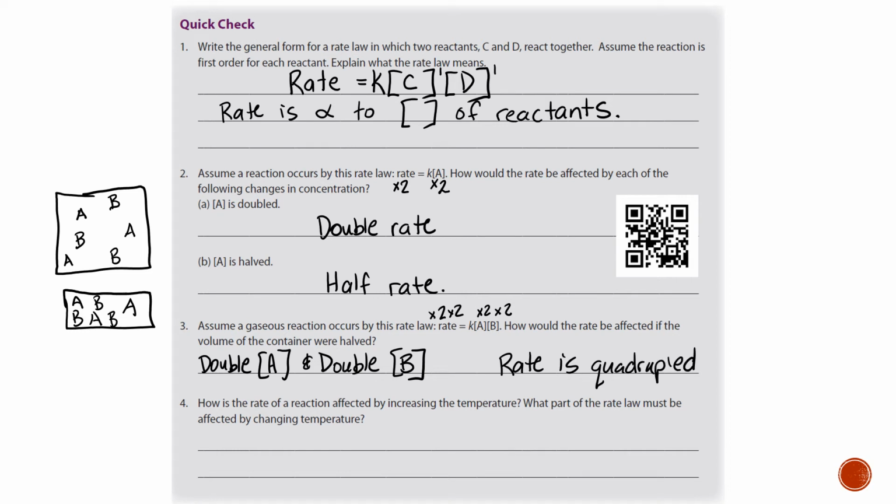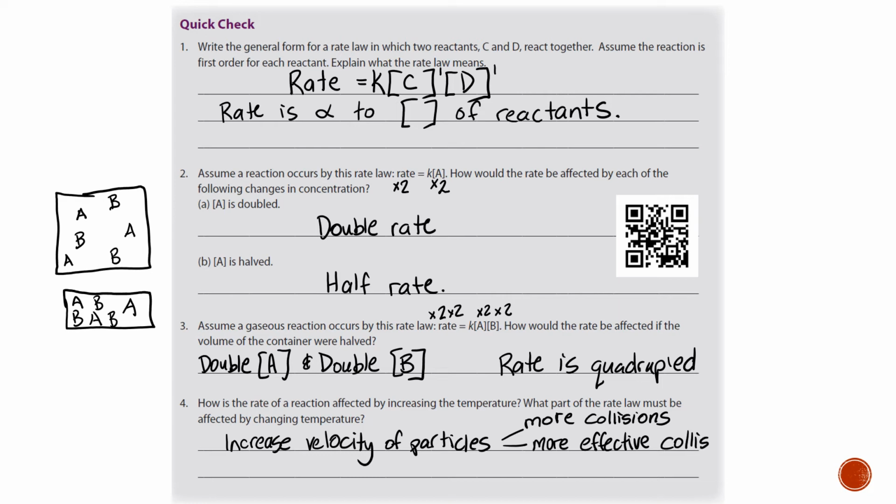And finally, the last question here, how is the rate of the reaction affected by increasing the temperature? So if we are increasing the temperature, we know that that's going to increase the velocity of the particles. So we're going to increase the velocity of particles. This is going to lead to more collisions. And if we listen to the notes from yesterday, if we really took those in, it's also going to lead to more effective collisions. So my reaction rate is going to increase.